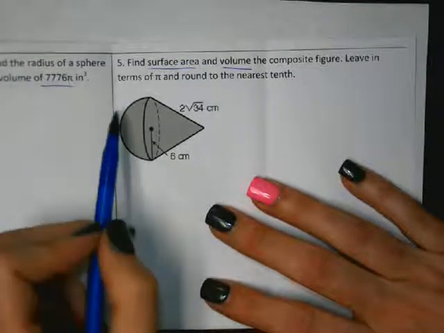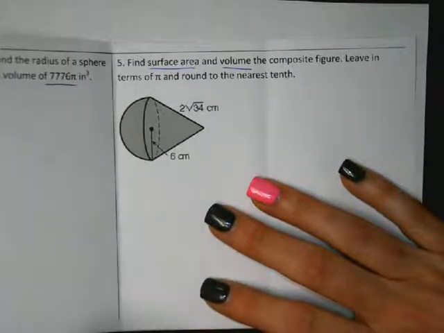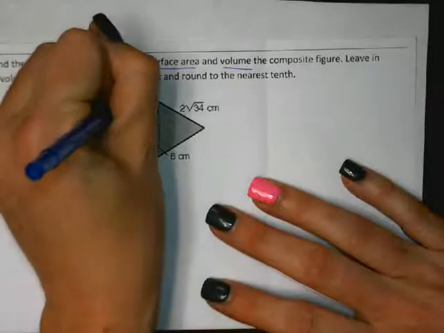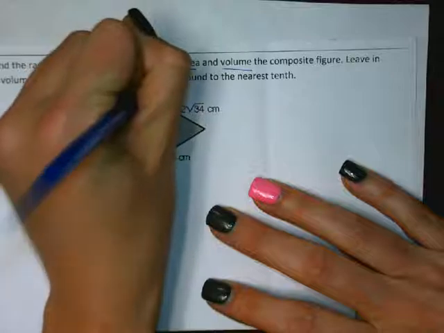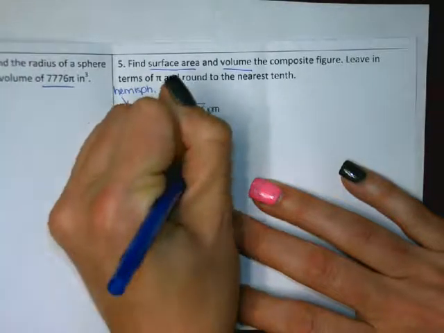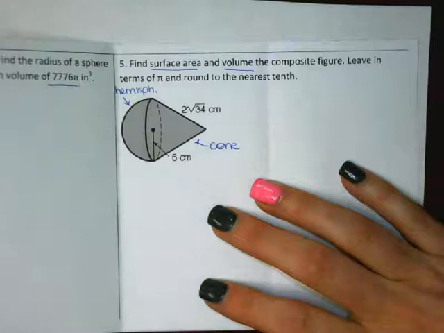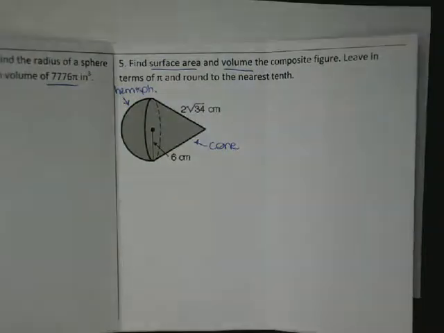So first we need to identify what two shapes are making up this composite figure. And hopefully you've already done that. So we have a hemisphere, and on this side, that's right, we have a cone. So take it into two pieces.